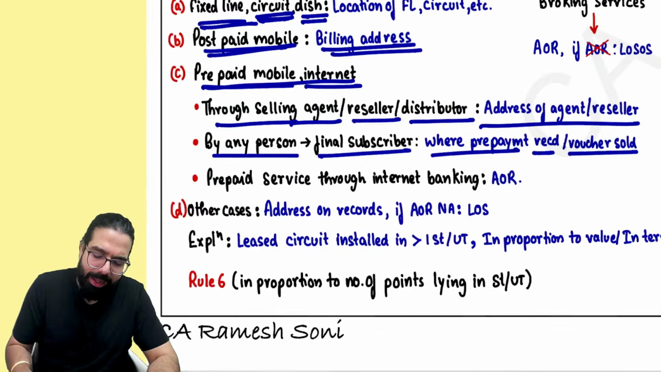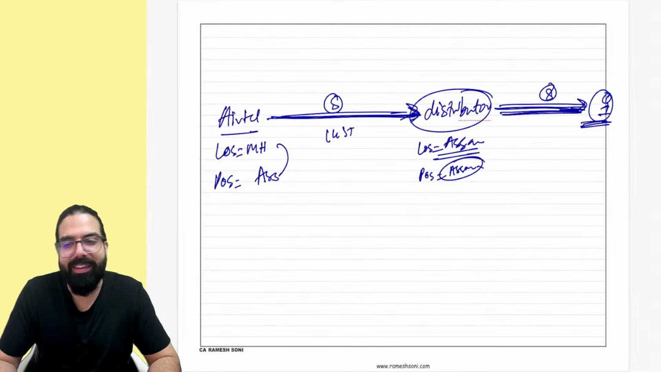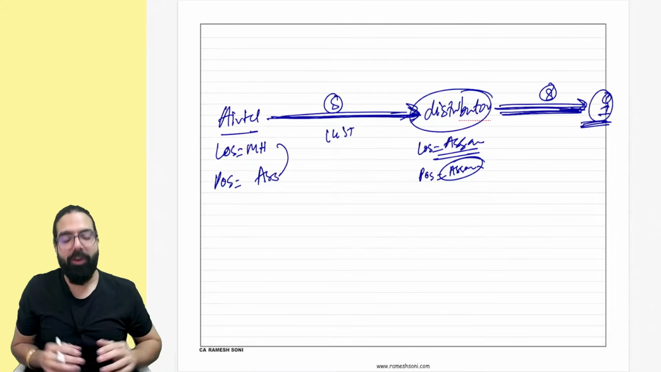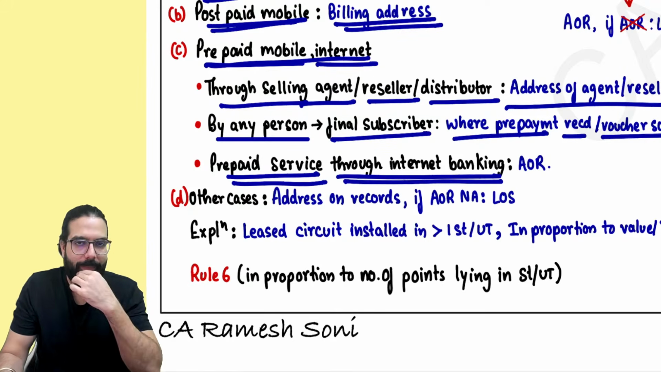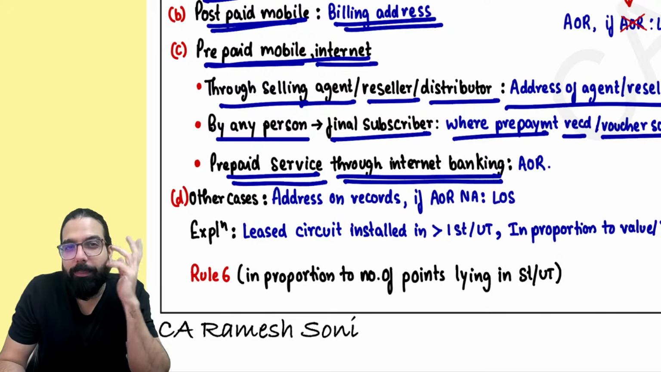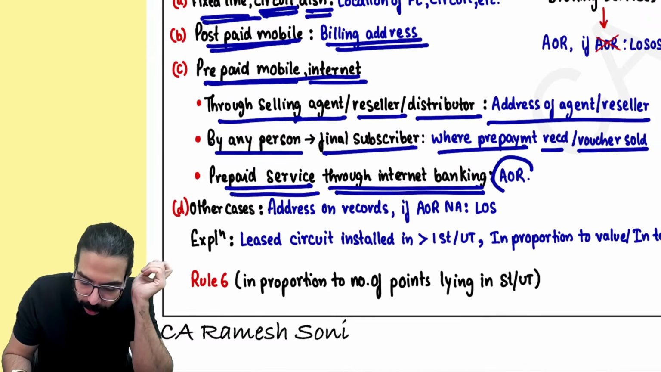Done, sir. Sir, any other case? Prepaid services through internet. Nowadays, you don't do recharge with vouchers and all. So in that scenario, what will happen? Whenever prepaid services are provided through internet banking, for example, you went to Paytm. Paytm is registered in Maharashtra. Paytm does not give you mobile services, sorry. Through Paytm you can recharge your mobile. When you are recharging your mobile, Paytm will charge you GST. In that scenario, always the address on record is taken.